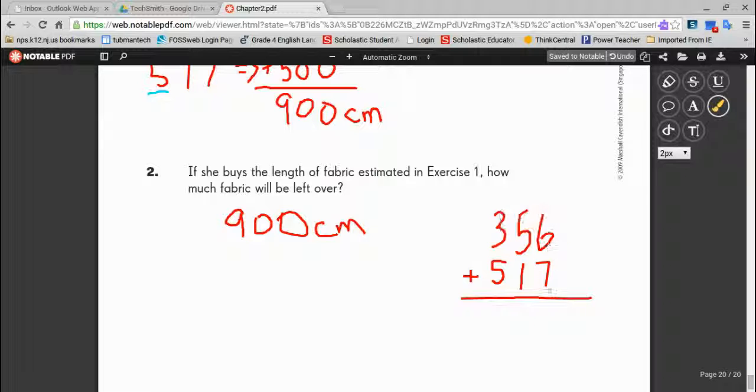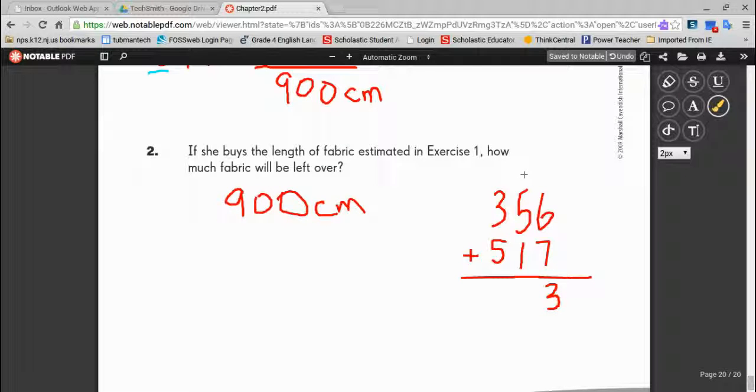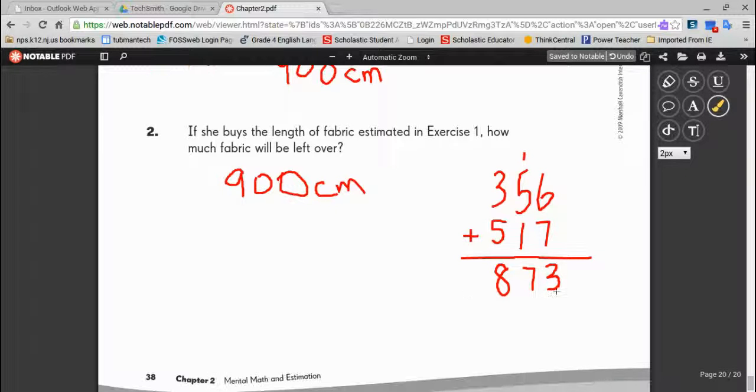I'm going to put those two together because I want to find out how much she has in all. So here we go. We have 6 plus 7, and that gives me 13. Whoops, carry the 1. 5 plus 1 is 6, plus 1 more is 7. And 5 plus 3 is 8. So she actually needs 873 centimeters.